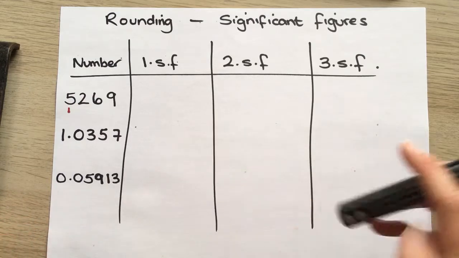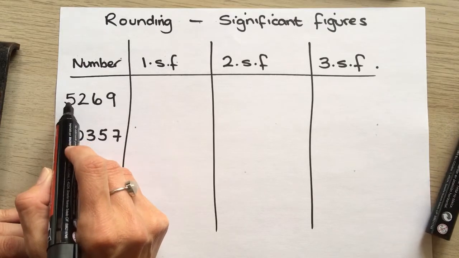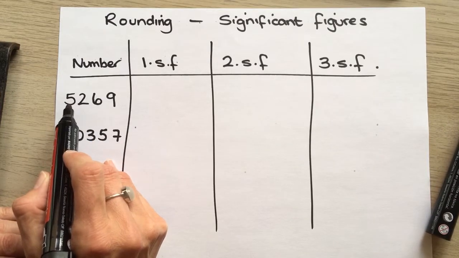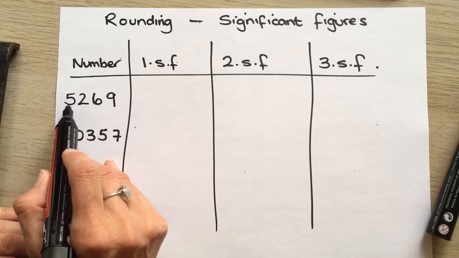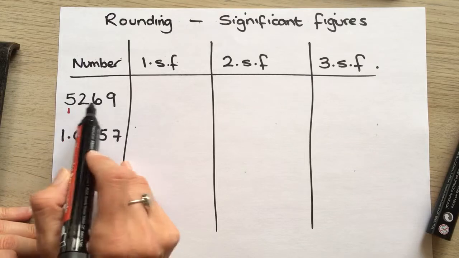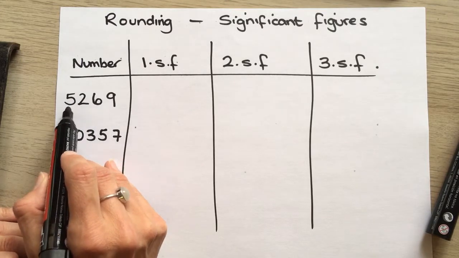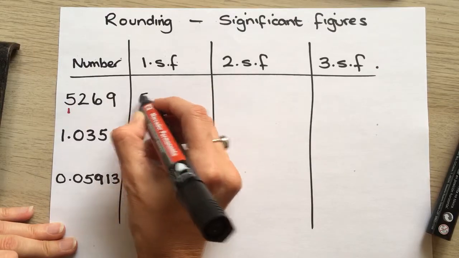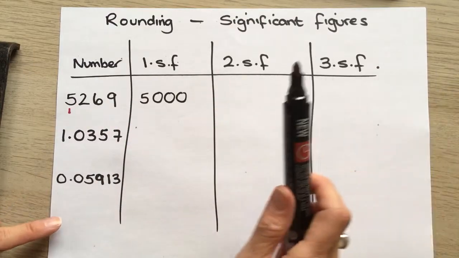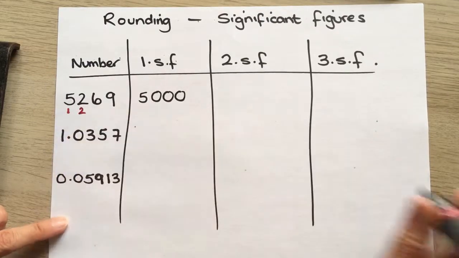When we're rounding to significant figures, in this case, it's this first digit, which is the thousands. So we're going to round to the nearest thousand. Now we have a 2 next to it. So the nearest thousand is 5,000, not 6, because it hasn't got a number next to it that is 5 or more. So this rounds to 5,000.